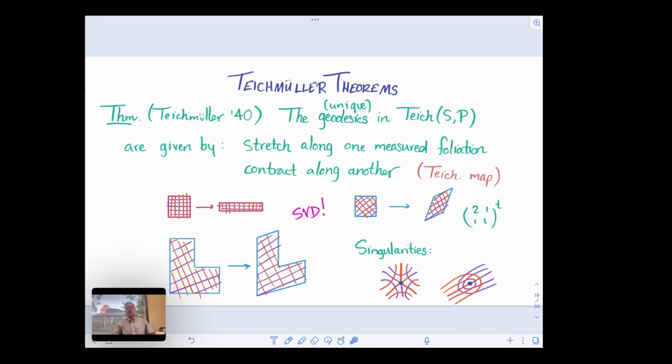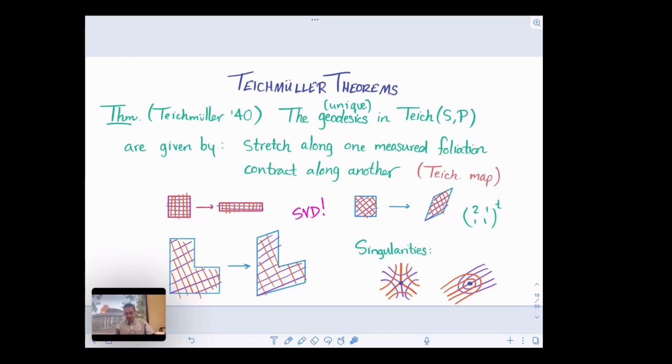And I wrote SVD here to remind myself to say it. You should think of pseudo-Anosovs as like eigenvalues, eigenspaces, things like that. And you should think of Teichmuller's theorem as a singular value decomposition, right? What you're doing is finding a map between two Riemann surfaces where you first change coordinates, and that's the foliations, and then you stretch by a diagonal matrix along those foliations, and then you change coordinates back. So while pseudo-Anosov is the analog of eigenvalues and eigenvectors, Teichmuller's theorem is the analog of SVD.